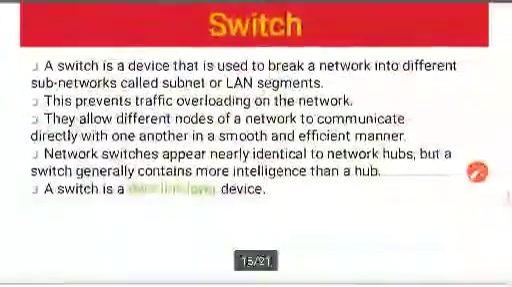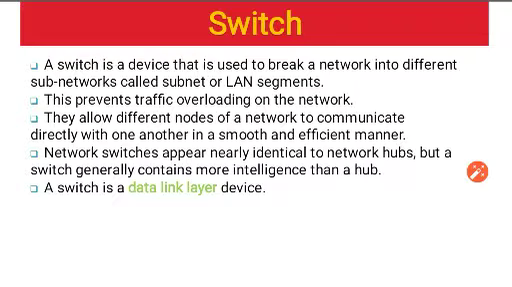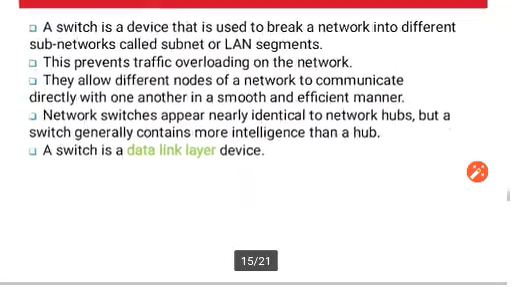Now after that we have got the switch. A switch is a device that works similarly to your hub, but there is a very minute difference between hub and switch. Switch has the intelligence that is not there in the hub. It prevents traffic overloading. It allows different nodes of a network to communicate directly with one another. Okay, so this is very important, and it works in your data link layer. It is not working in the physical layer, whereas hub is working in the physical layer.